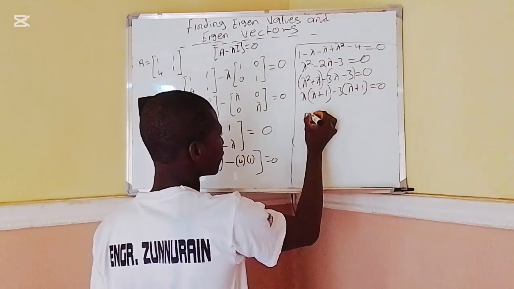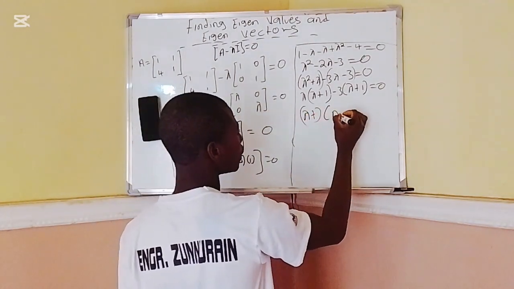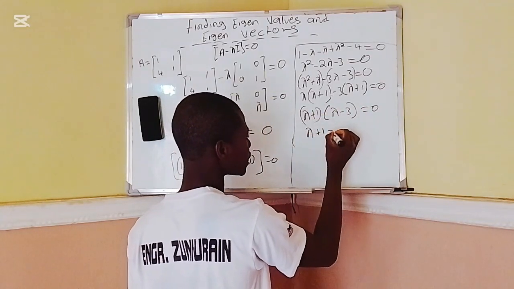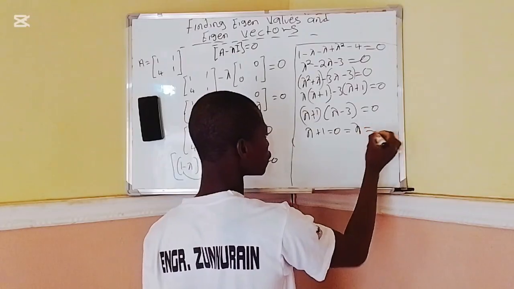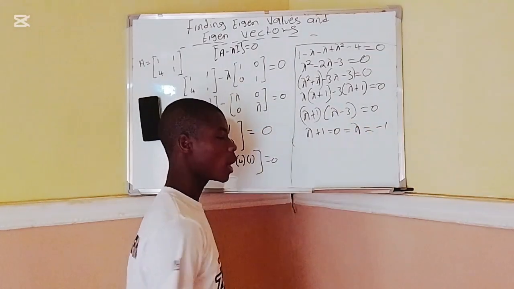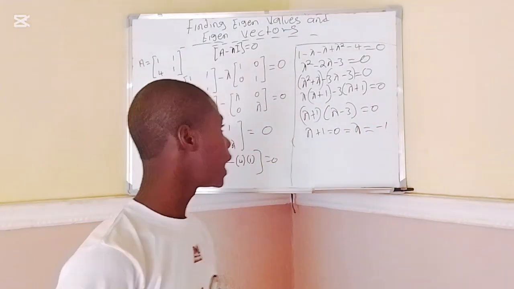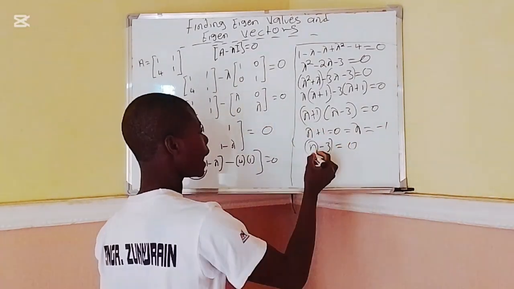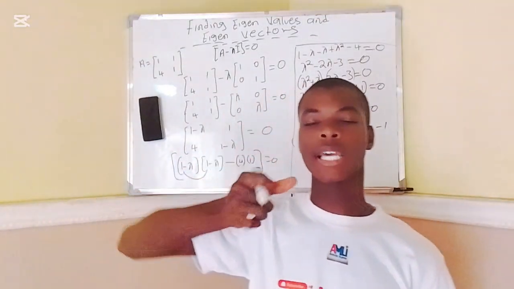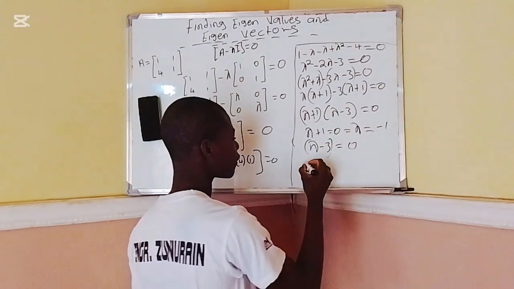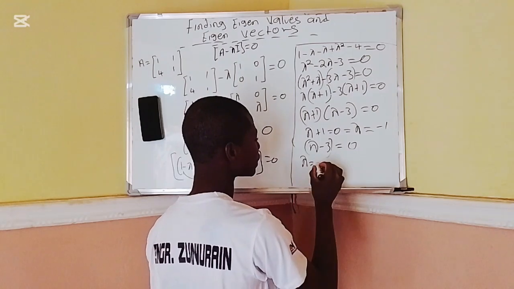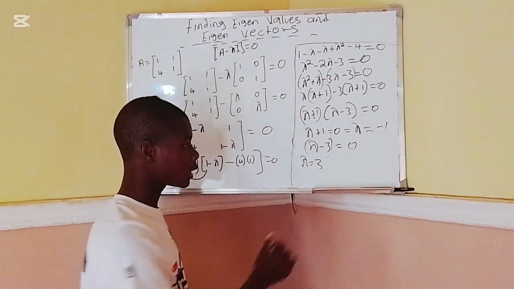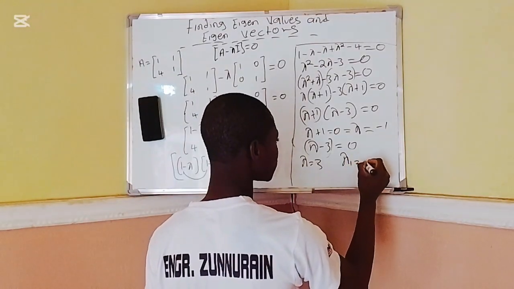So therefore, I have lambda plus 1 and lambda minus 3 equals 0. Lambda plus 1 equals 0, so lambda equals -1, because the 1 crosses the equal sign and becomes negative. And lambda minus 3 equals 0. If the -3 crosses the equal sign, it becomes positive. So lambda equals positive 3.